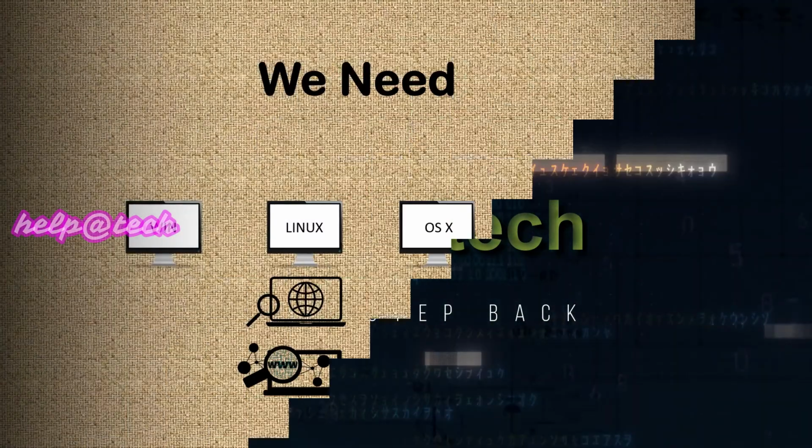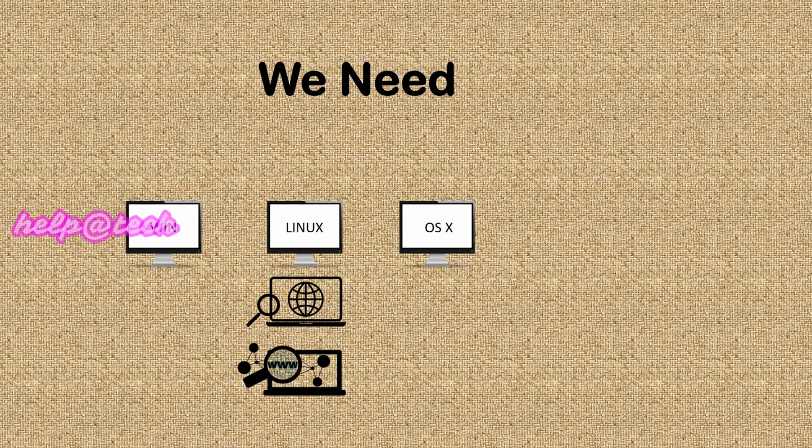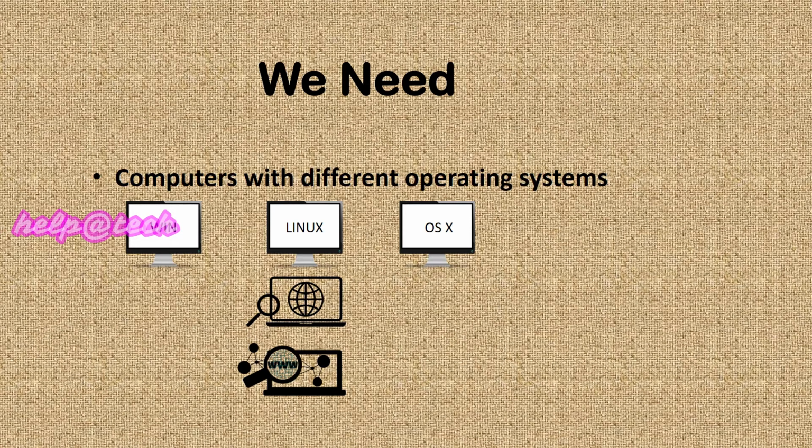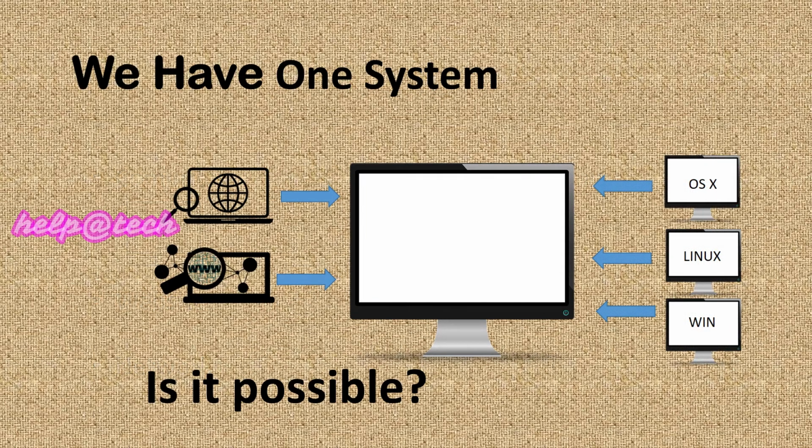In the previous lecture we learned the definition of hacking. If we want to learn ethical hacking, we need computers with different operating systems. We need websites to install on these computers for testing them. And we also need networks for penetration testing. But we only have one system. Is it possible to do all this using one system? Of course. If we use a virtual machine, we can simply learn ethical hacking using one system.